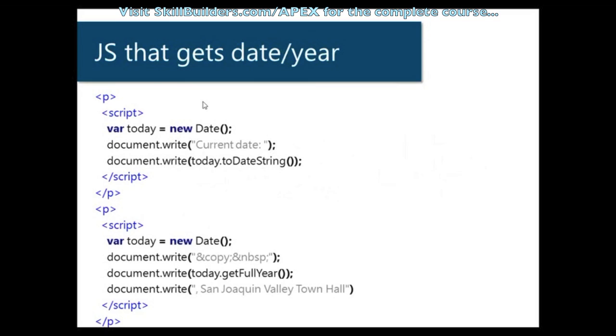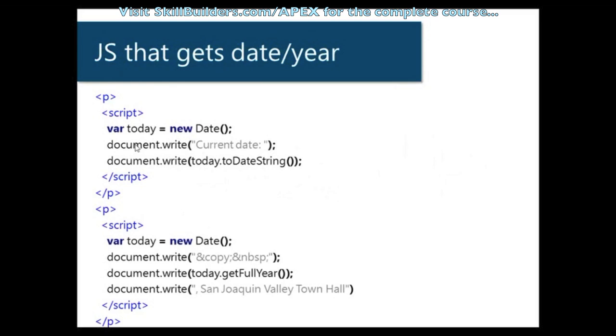Here's a very simple example. We have a little bit of JavaScript embedded into a page. So you see a paragraph tag starting here, and then right inside the paragraph tag you see a script tag. Inside the script we have a var keyword which declares a variable called today, and it's being set equal to a new Date. When you do this in JavaScript, you get the current date and time. It's kind of like sysdate in Oracle.